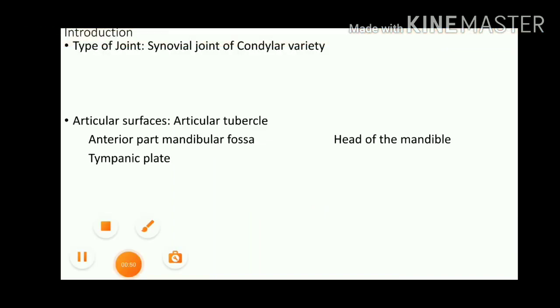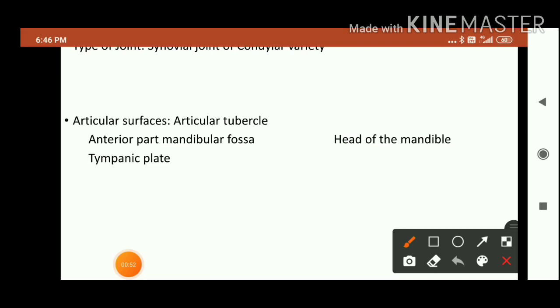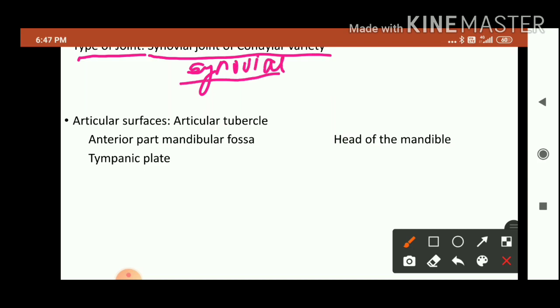Now, what is the type of joint? The temporomandibular joint is basically a synovial joint of condylar variety. Why is it called synovial? Because synovial membrane and synovial fluid are present. And why is it called condylar? In a condylar joint we have one condyle, like this, and it is housed in an ellipsoidal groove like this.